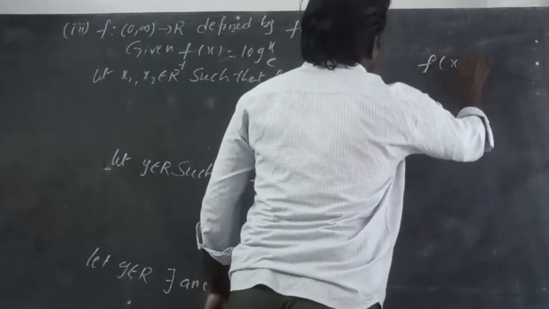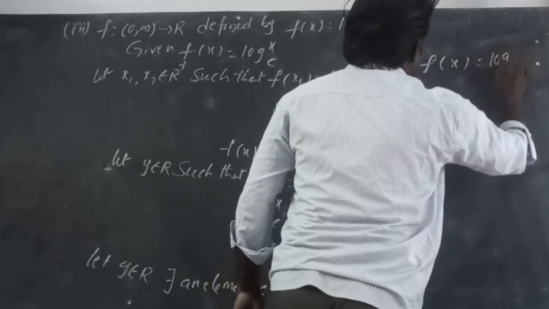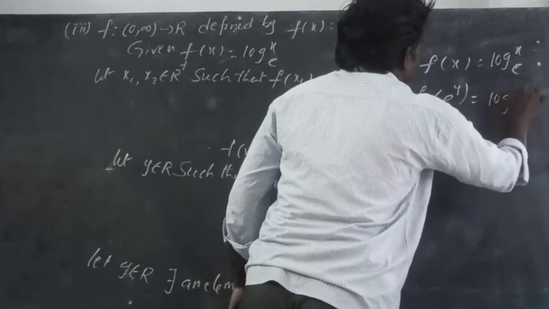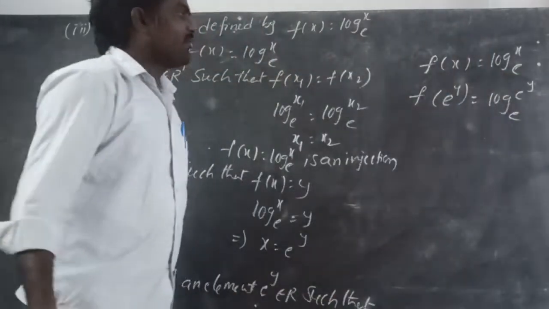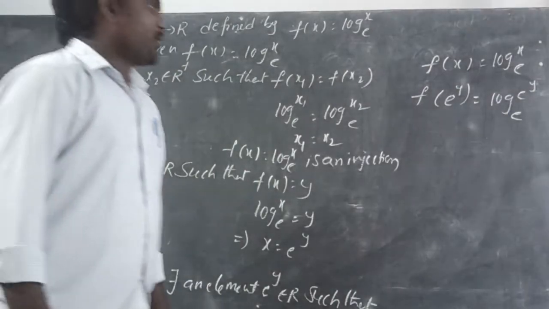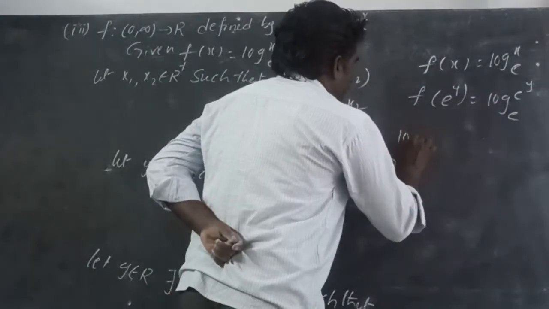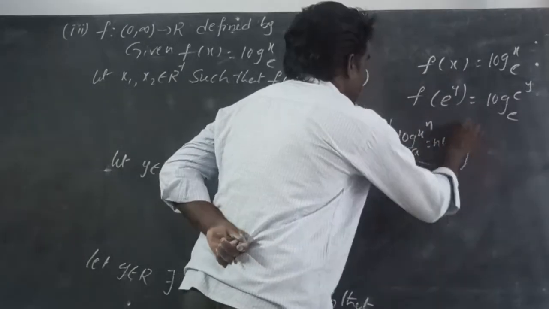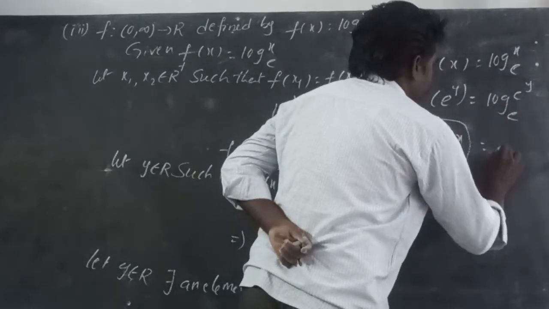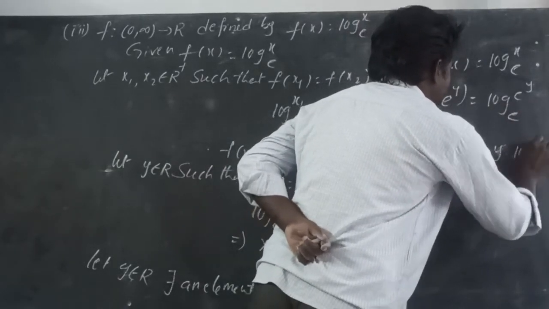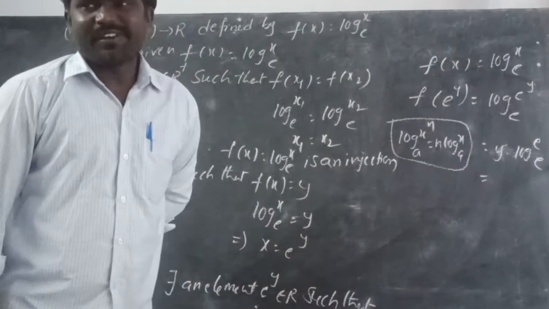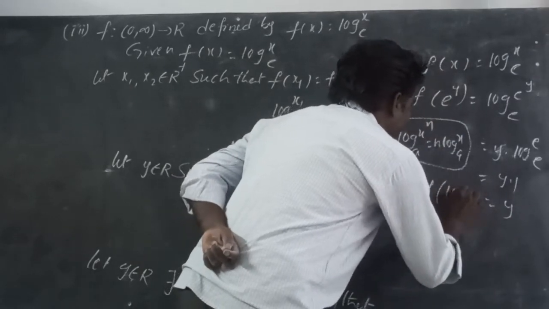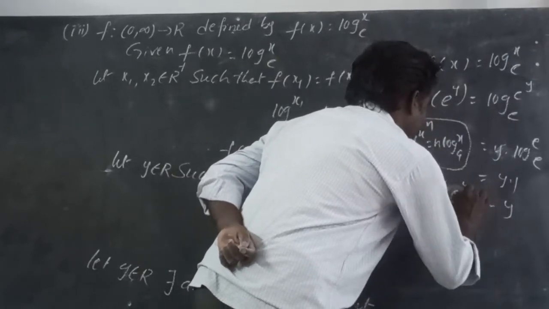f of x is equal to log x base e. Here f of e power y is equal to log e power y base e. In the place of x, you can put e power y. Which formula can you use here? Log x power n base a is equal to n log x base a. So the same formula you can apply here. Then y into log e base e. Log of any number to the same base, its value is 1. So that is y into 1, that is equal to y. f of e power y is equal to y.